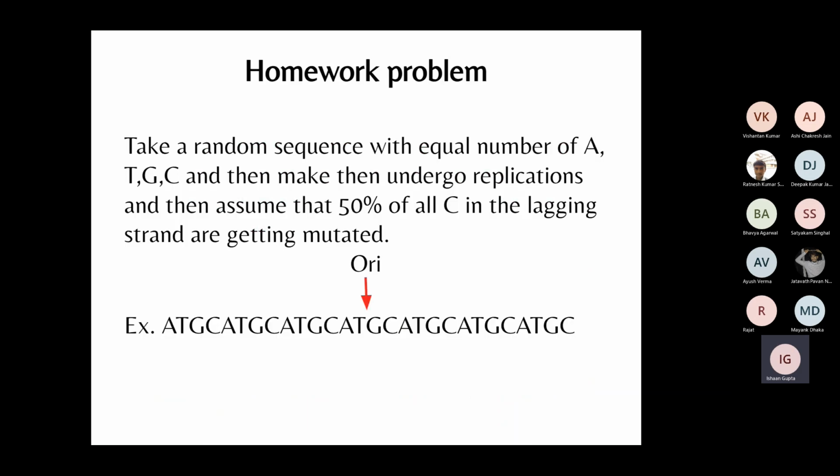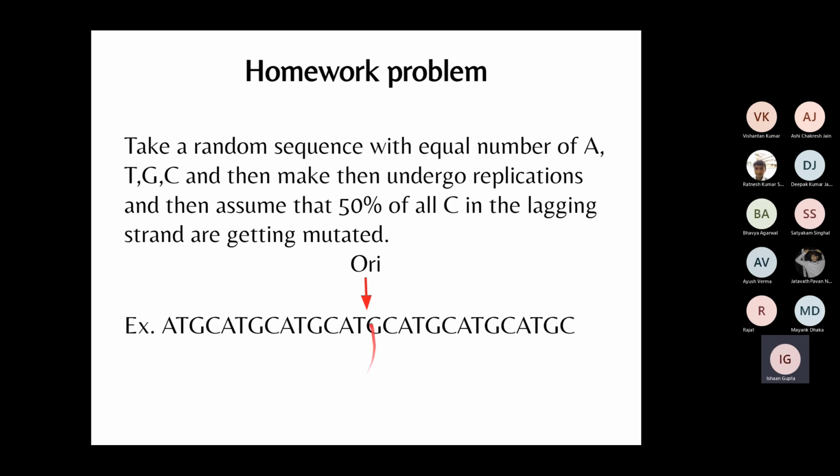Okay. Now, a homework problem. I gave you a homework problem earlier as well. Remember, these are problems which tell you the kind of questions that could be asked. If this is a sequence and this is the location of the origin of replication, and assume that in each cycle of replication, 50% of all C's in the lagging strand get mutated. If you quickly look at this sequence, you will notice that it is ATGC, four bases repeated again and again.